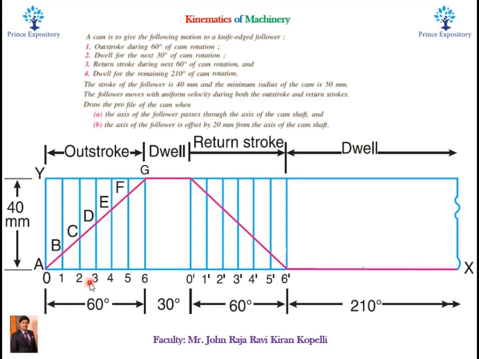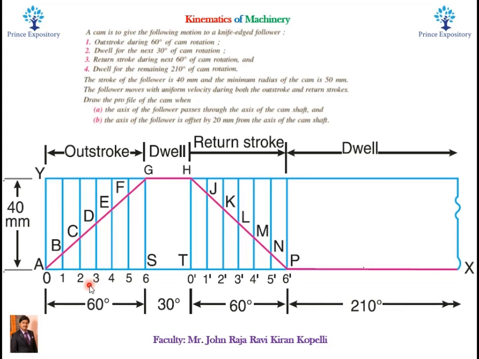The intersecting points of the pink color line with the divisions of blue color will be taken into consideration and will be given alphabetical representation, both in outstroke as well as in the return stroke. In this way, we will complete the displacement diagram and then we will use this displacement diagram for drawing the cam profile. Now, let us look at the first bit.